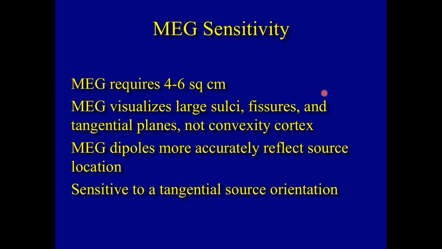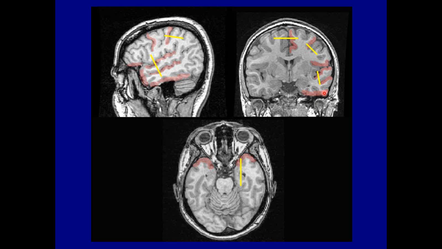Now let's think about MEG. MEG can be sensitive to much smaller sources, 4 to 6 square centimeters. Because it needs a tangential field, it visualizes large sulci, fissures, and tangential cortical planes, but not the convexity cortex that produces purely radial fields. MEG dipoles more accurately reflect the source location, and as I said before, it's sensitive principally to tangential sources.